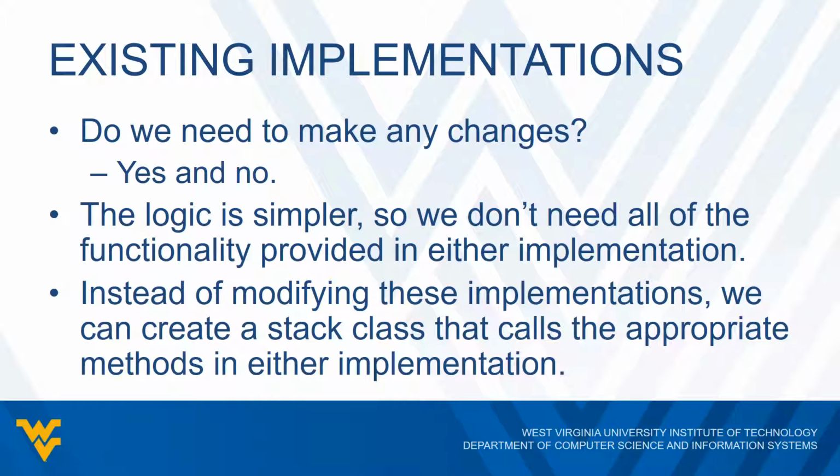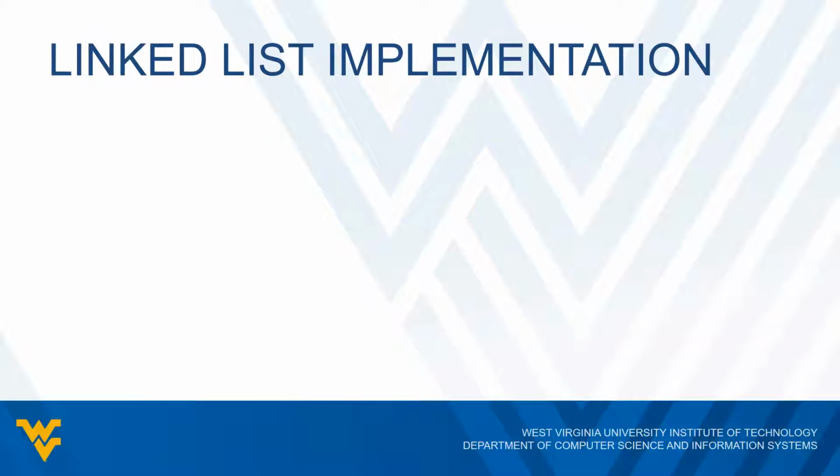So what we can do instead is we'll create a stack class that's going to call the appropriate methods in either implementation. So we're going to have several classes here to make this work, but that's fine. We're going to have our client that's going to call stuff from a stack class, and this stack class is going to have all the functionality specifically for a stack, but it's going to call the appropriate operations in either the array list or the linked list implementations.